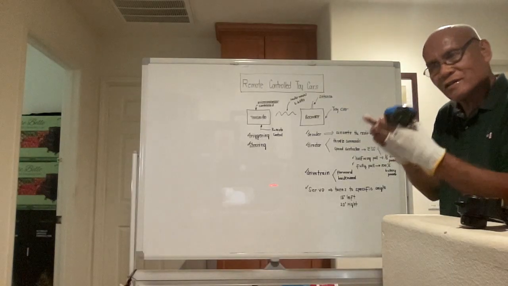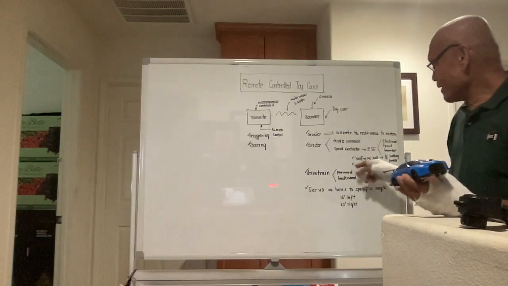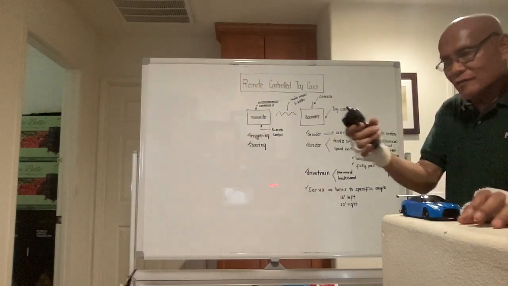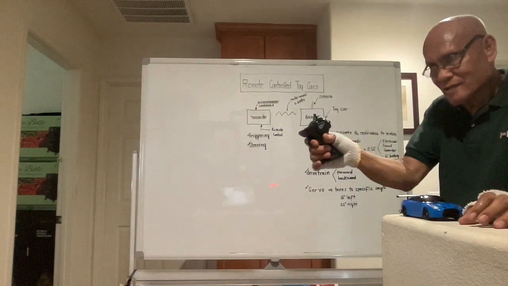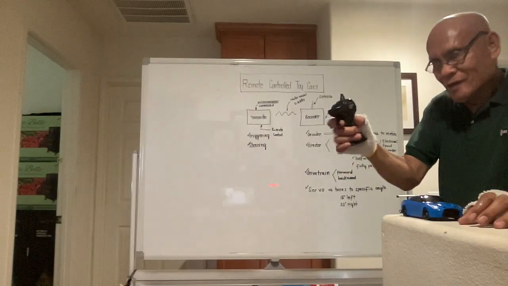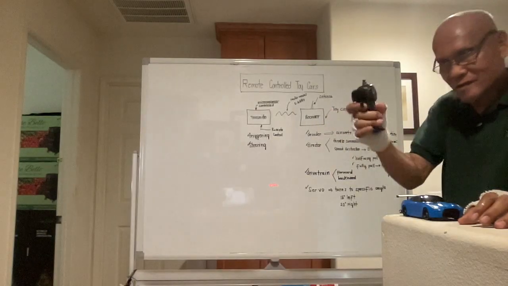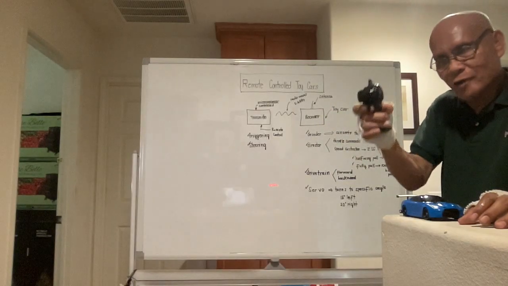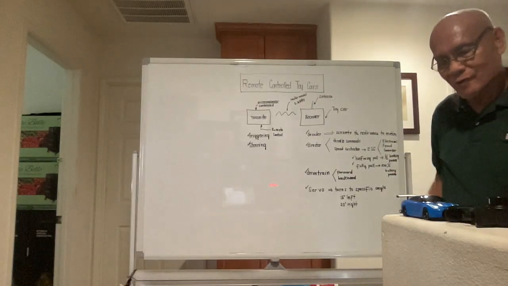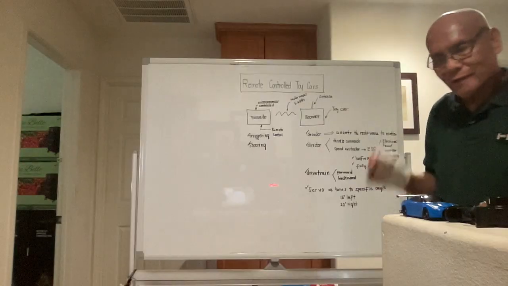And how fast is this one? It depends on the speed controller. Like what I said, if this is fully depressed, that's very fast. At 50% it's slower, at 25% it's slower. So how fast it is depends on how hard we depress the buttons. That's the operation of a remote controlled toy car.